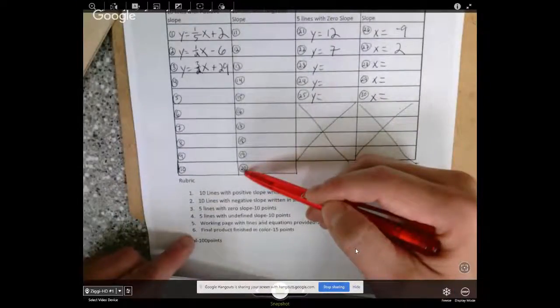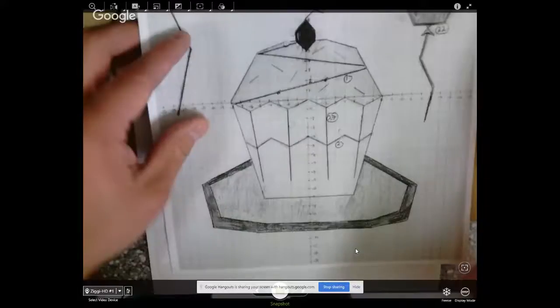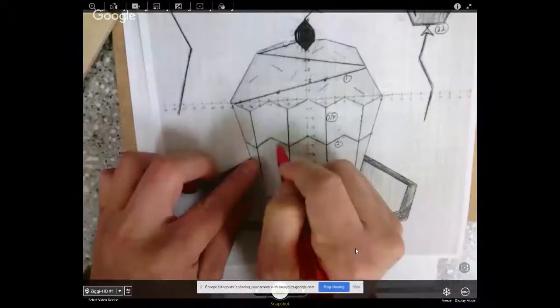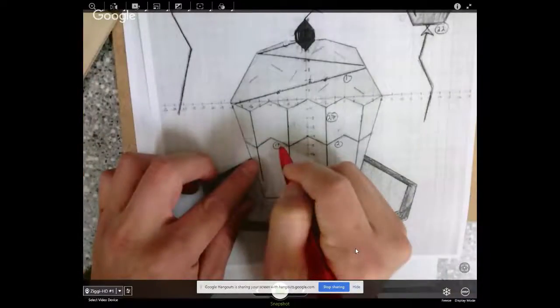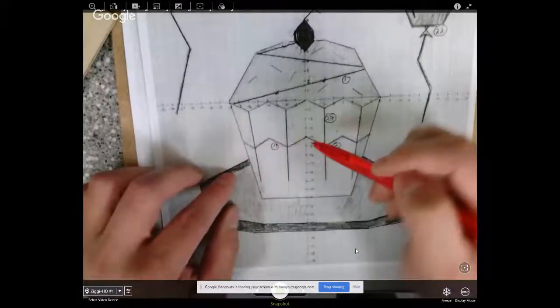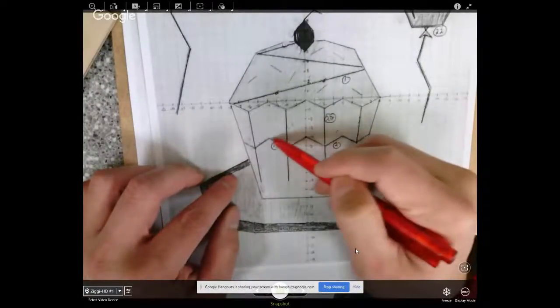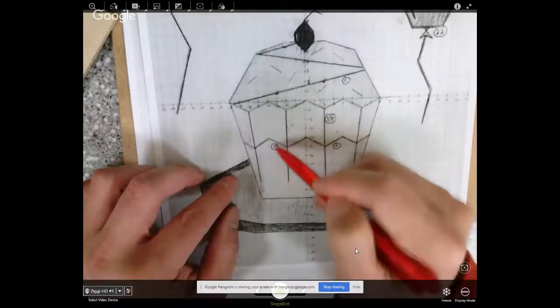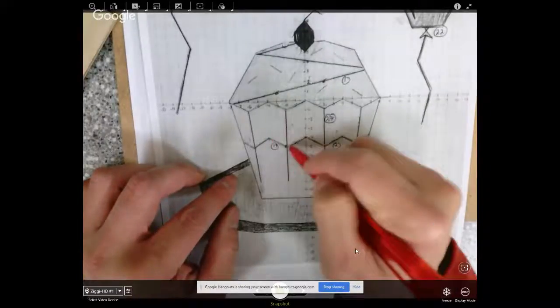Okay, so this line right here, left to right, it's going down. This one, the rise over run looks to be about 1 over 2, right? There's a point, and there's a point. It looks like the rise is 1 and the run is 2. Okay, so y equals 1 over 2x.